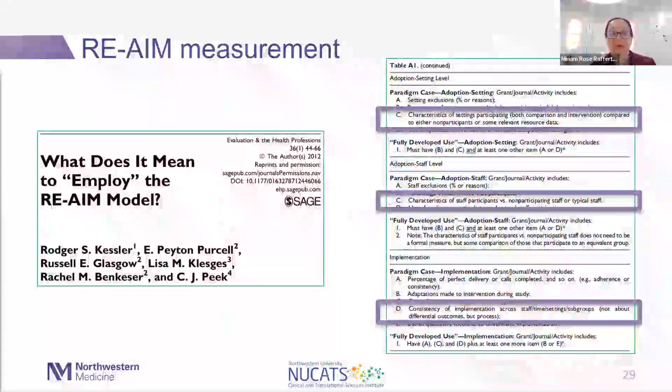Dennis shared this paper by Kessler and colleagues, and I just wanted to highlight a couple of things. C and D are in this one. I know it's really small to read, but equity has always been a part of RE-AIM. Just because they've been putting it in these 2020 articles more explicitly, it has always been there, for example with adoption, the characteristics of the settings participating.